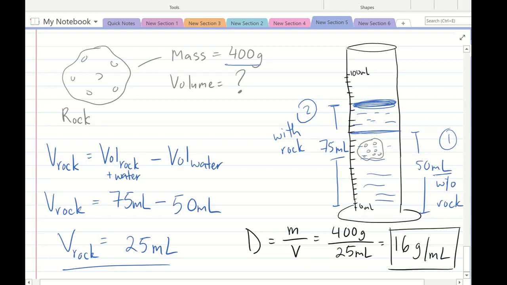So it's pretty dense. That's why it wouldn't even be here. It would fall to the floor. It would most likely be right here, because it's not going to float. It's going to sink completely. If water has a density of 1, this has a density of 16. This will go all the way to the bottom.